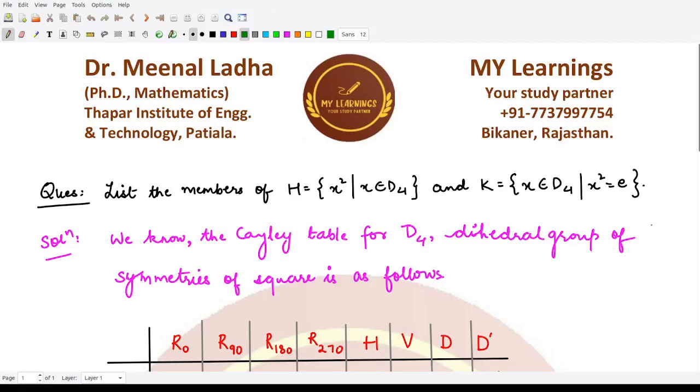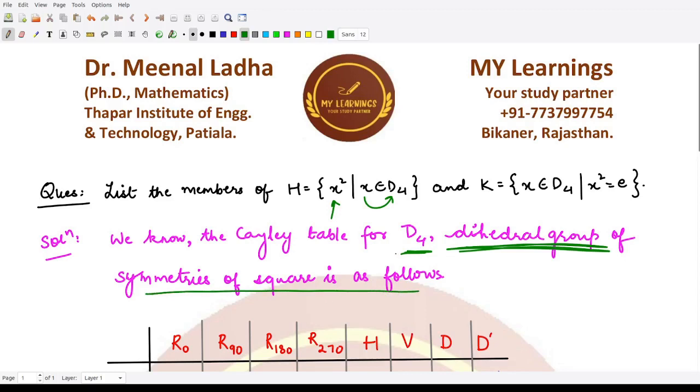In this video, we have a question which states that we need to list the members of the set H, which consists of all those x squares such that x is a member of D4. Now what is D4? If you remember, that is a dihedral group consisting of 8 elements and which depicts the symmetries of a square. Correct?